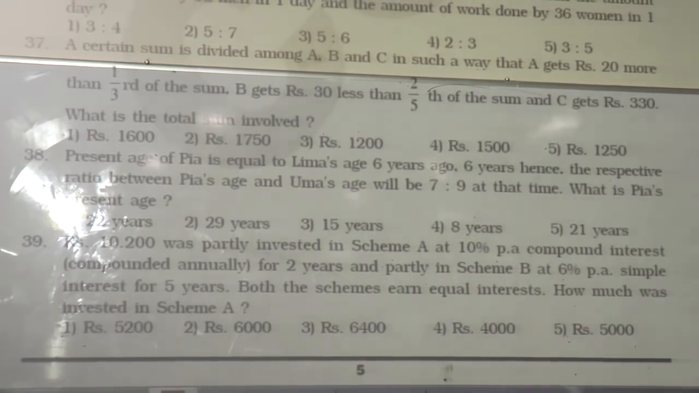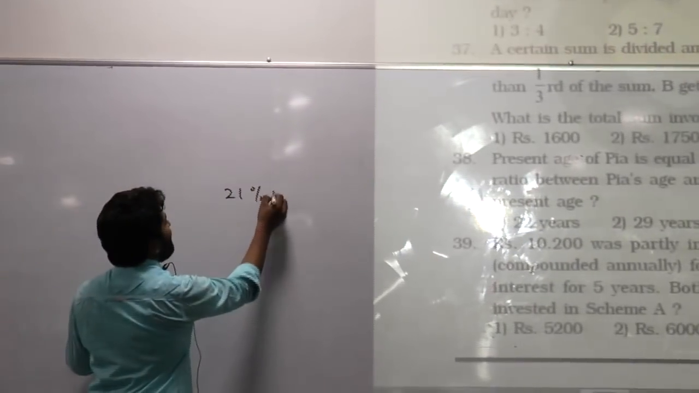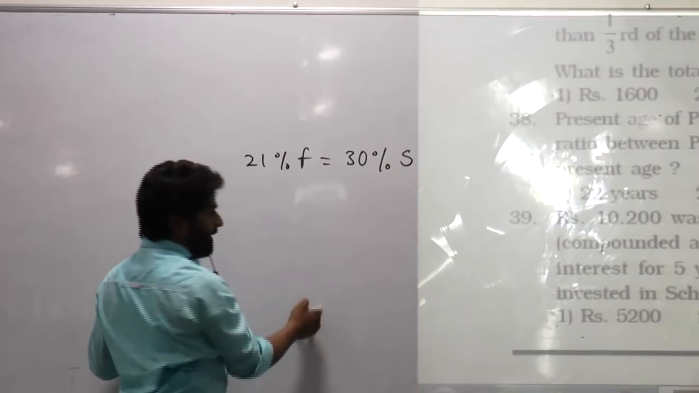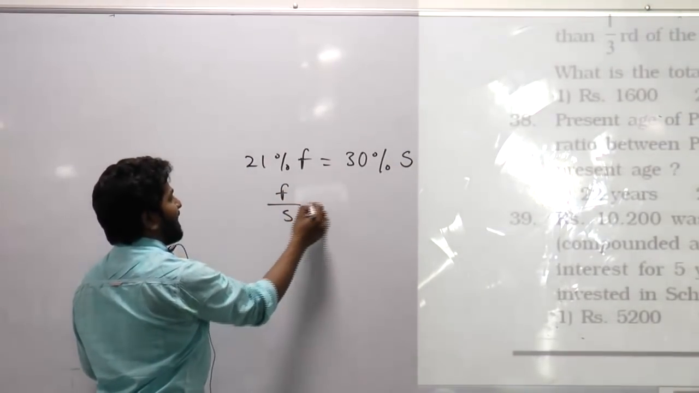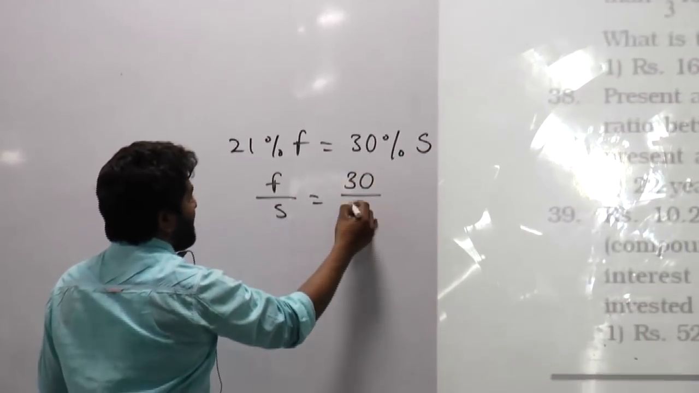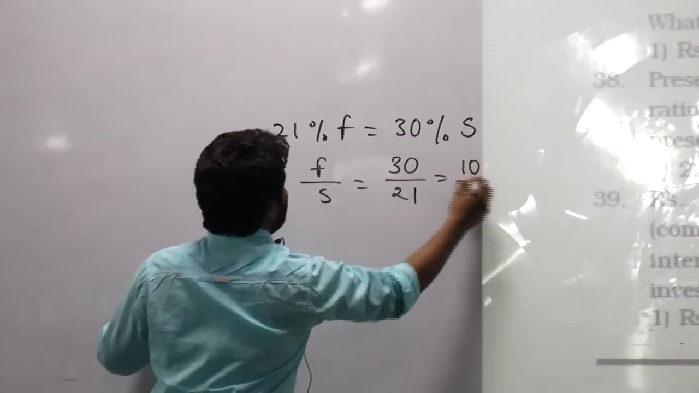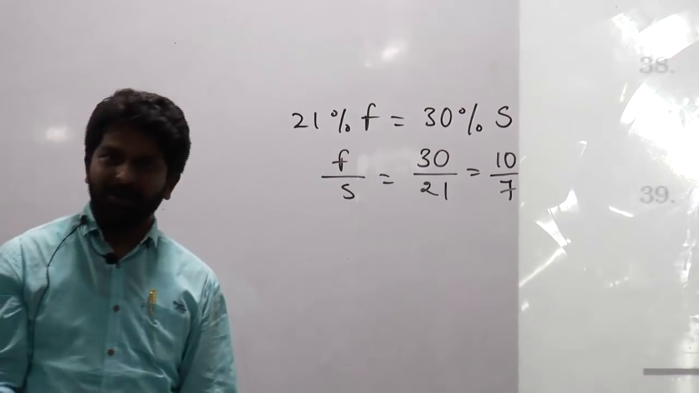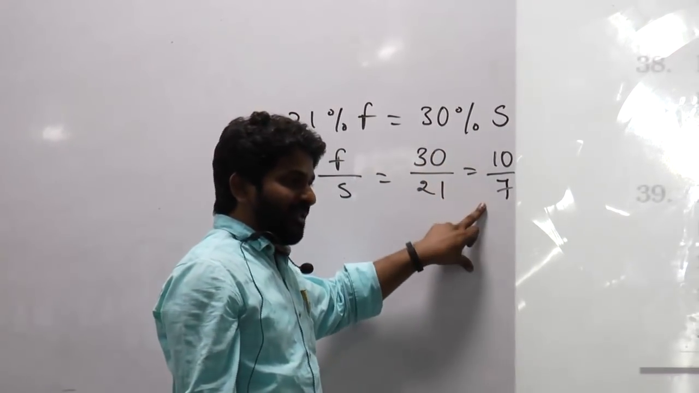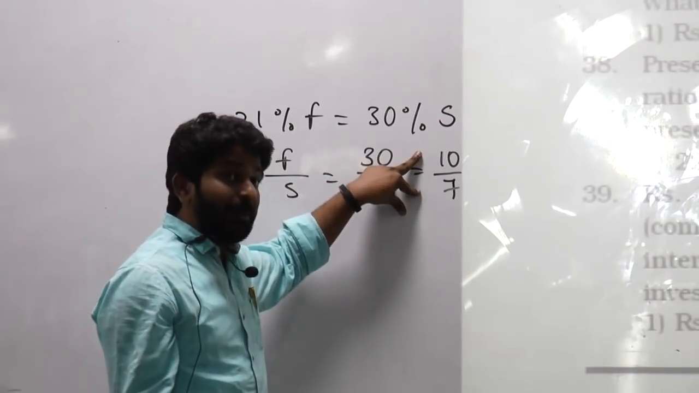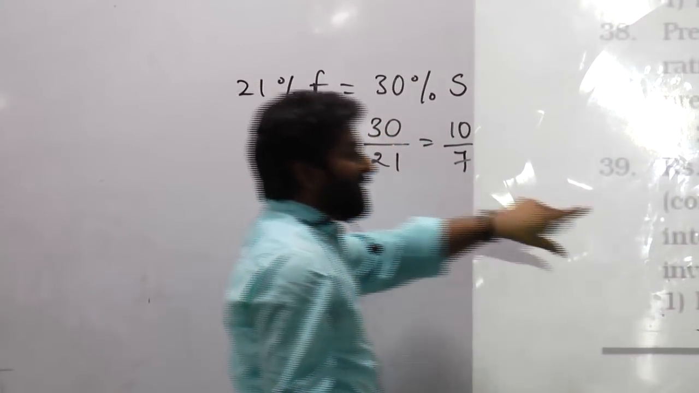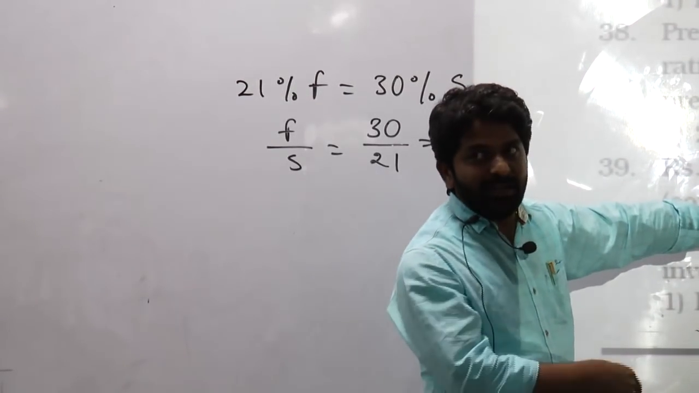In the sense, 21% of first part is equal to 30% of second part. So first part by second part is equal to 30 by 21, which is 10 by 7. In the sense, the ratio between first part and second part investment becomes 10:7. Total how many parts we have? 17 parts. 17 parts is equal to total investment 10,200.